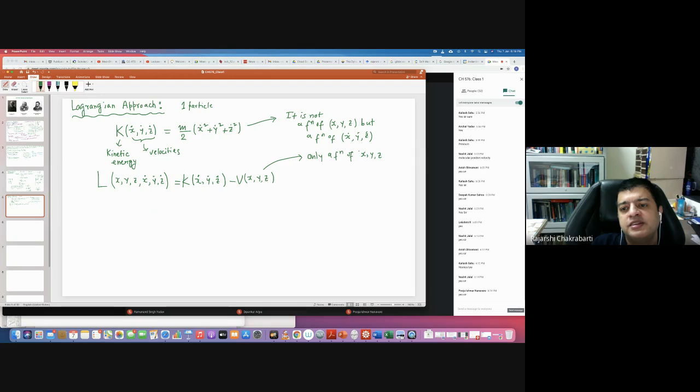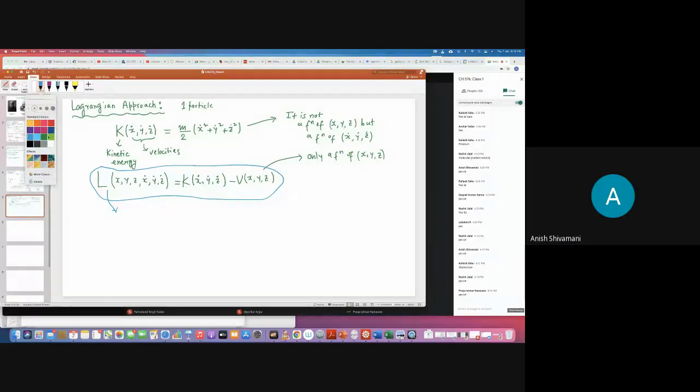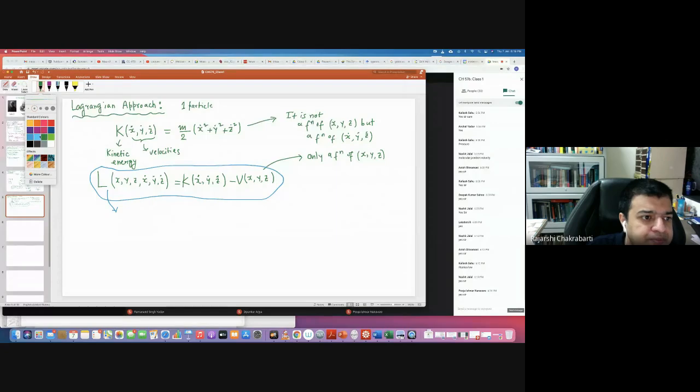See, potential energy is never a function of velocities, isn't it? It is a function of positions, x, y, z. Is this clear? So the whole quantity, the way I have defined it, one part of the function depends only on velocity, the other part depends only on position. The whole function depends on position and velocity. And this function has a name. Anybody knows the name? Lagrangian. It's called Lagrangian, okay?